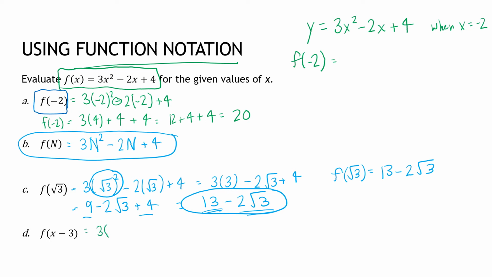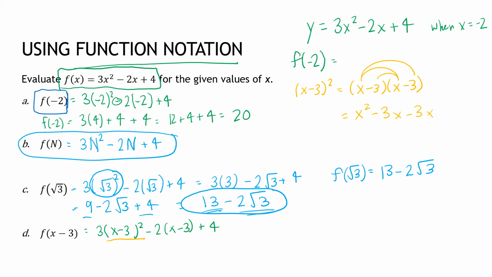This one is saying take 3 times x minus 3 quantity squared minus 2 times x minus 3, and I'm realizing I should have left myself more room, plus 4. And the reason this one sucks a little bit is because of this guy right here, because this x minus 3 quantity squared says take x minus 3, take x times x minus 3, which means I'm foiling it. So hopefully we remember FOIL, first times first. X squared, outsides minus 3x, insides minus 3x, lasts plus 9.